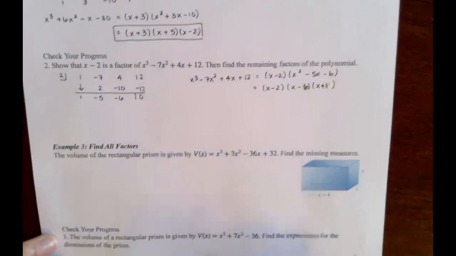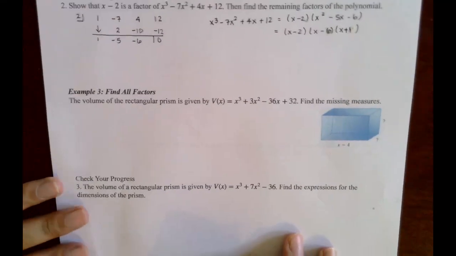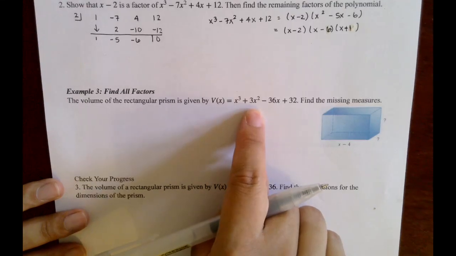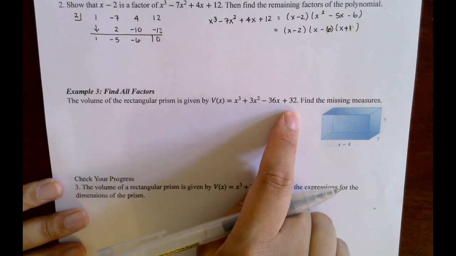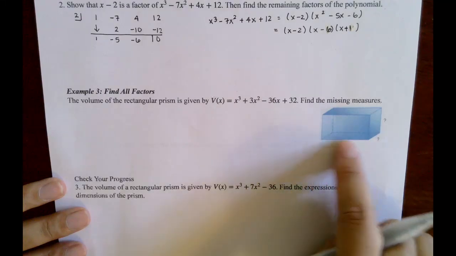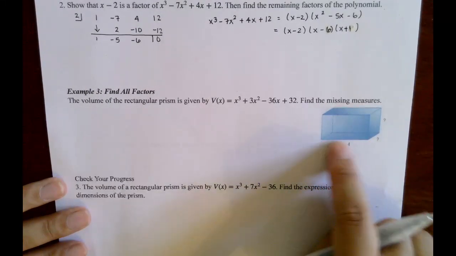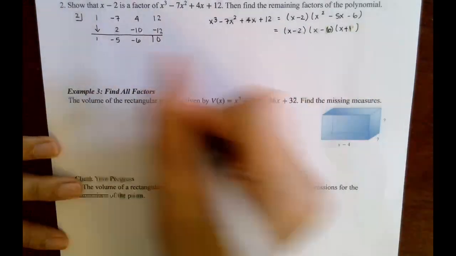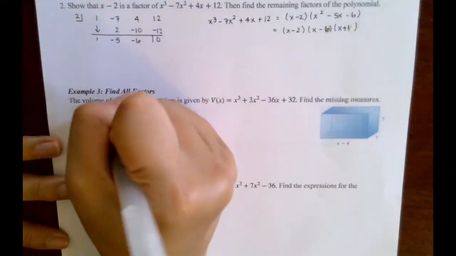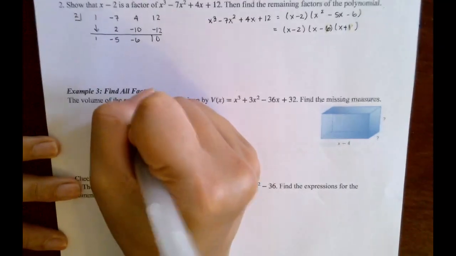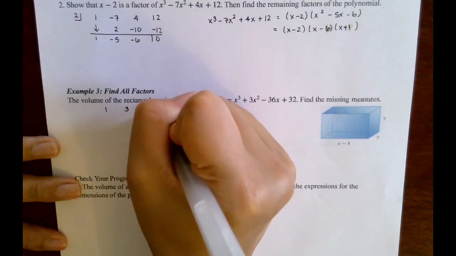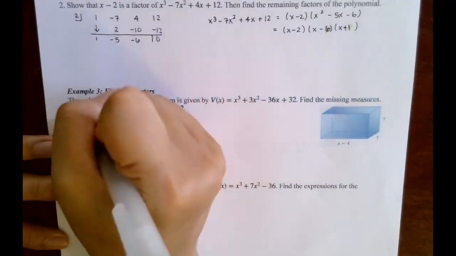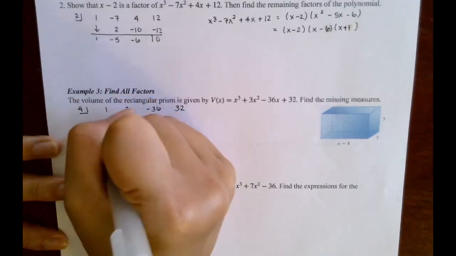Okay. So our last example here, the volume of the rectangular prism is given by v of x equals x cubed plus 3x squared minus 36x plus 32. Okay. We're told here that one of the dimensions, or one of the measures here, is x minus 4. We're going to find the missing ones. Okay. So what we're going to do is start with our synthetic substitution. So 1x cubed plus 3x squared minus 36x plus 32. And we know that x minus 4 is one of the factors. So here we're going to put a 4.